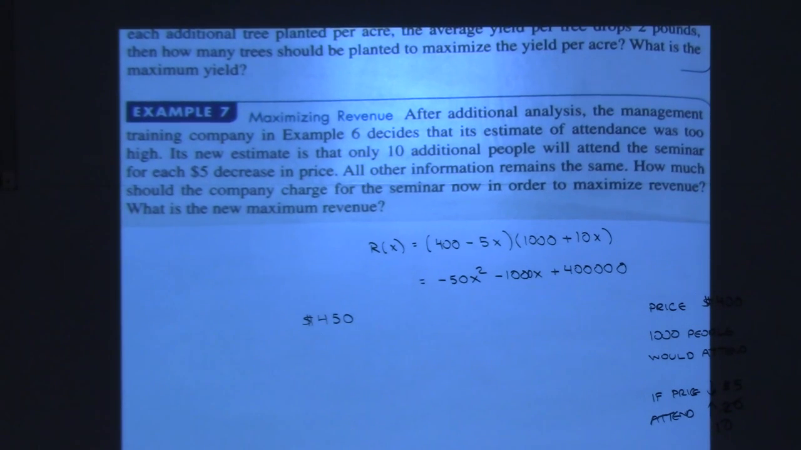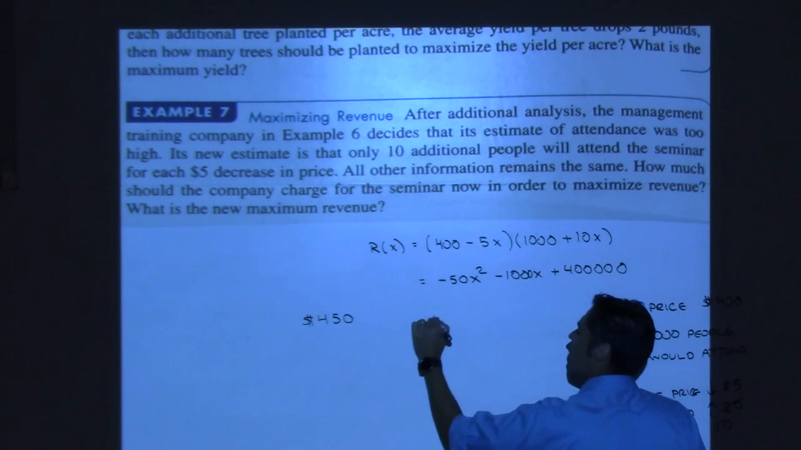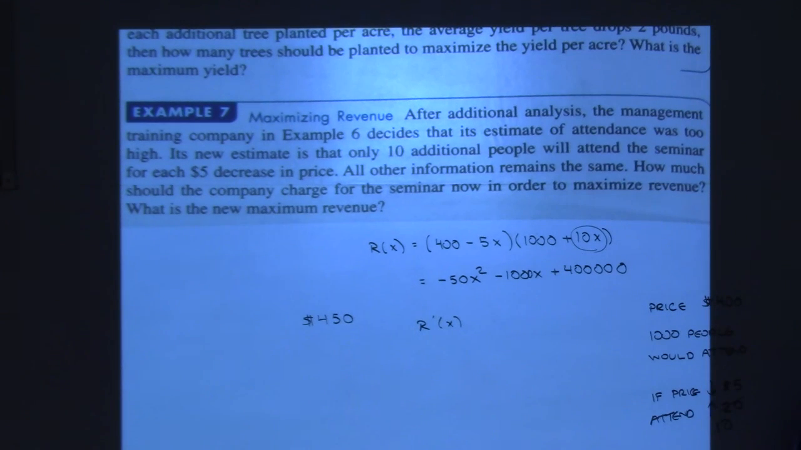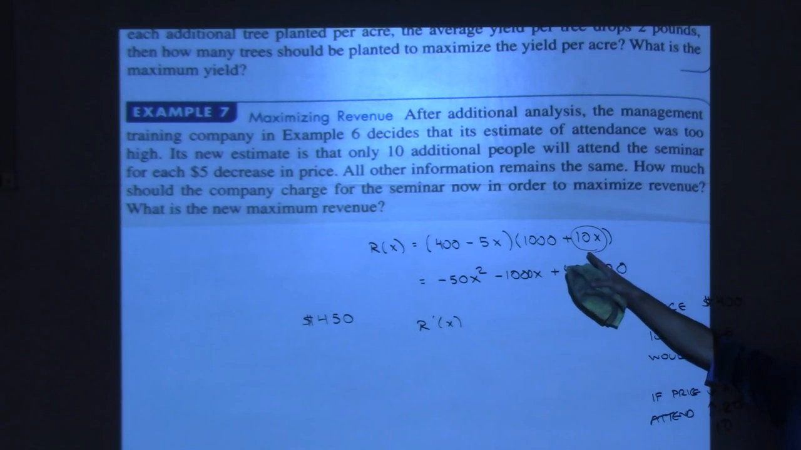Now take the derivative. So r prime. This is the only difference in the problem, right? That's it. All those words just to change that from a 20x to a 10x.